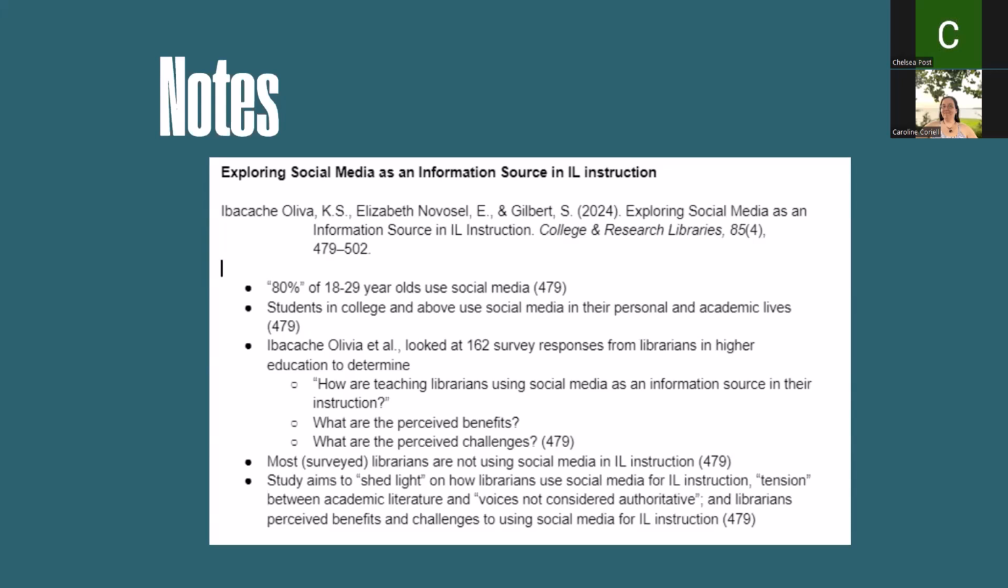What is one thing that, if somebody asked me what this article is about, I could regurgitate? Like, oh, 80% of 18 to 29-year-olds use social media. That's probably a big thing. Everything else in that paragraph is also important, but if we are writing an essay on social media, we don't necessarily need, oh, the study aims to shed light. Right, we pretty much just need the 80% of the students in this age range, they use social media. Most surveyed librarians are not using social media for instruction. So those are, I guess, the two biggest points here.